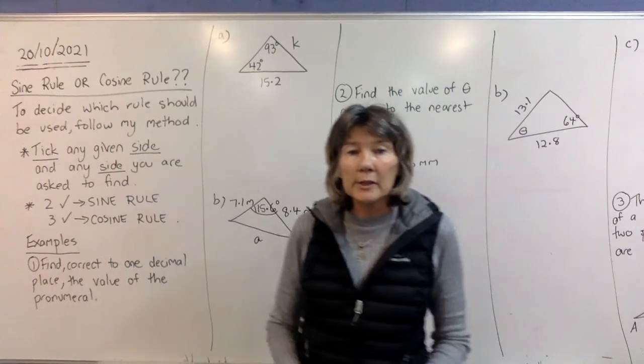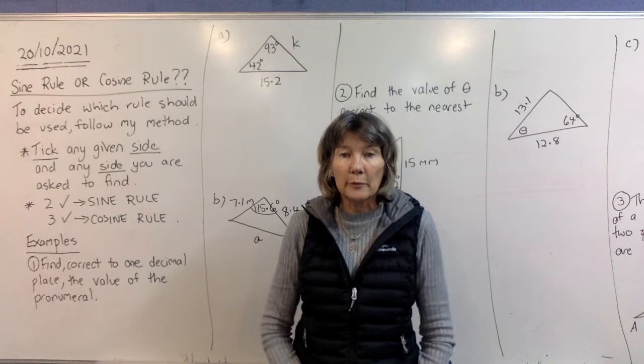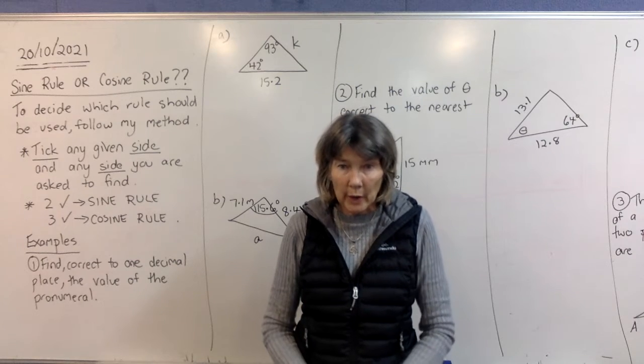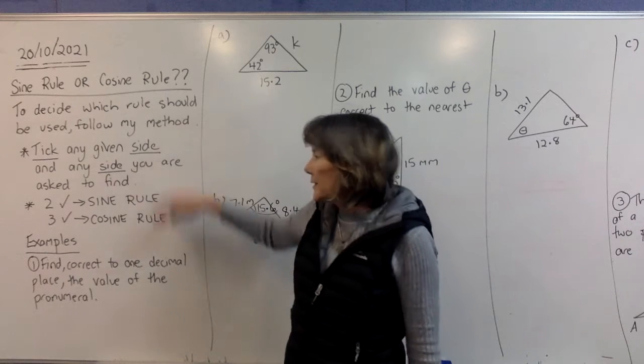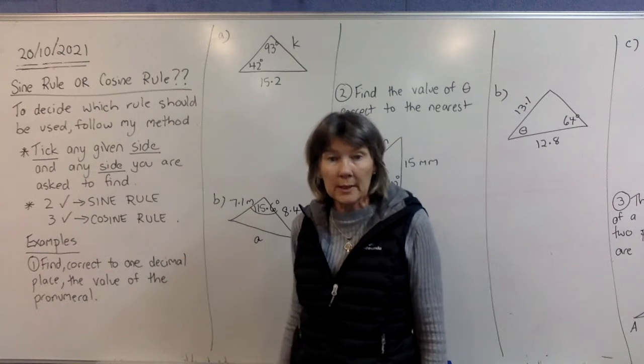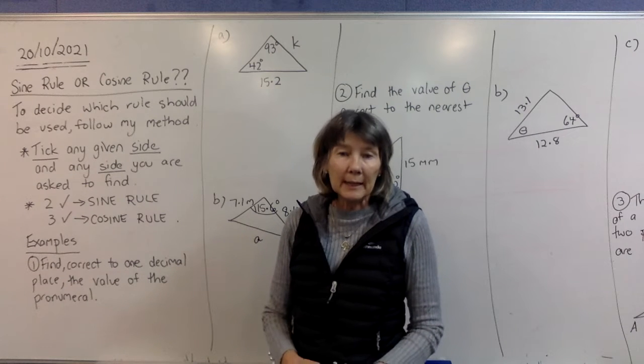Alright, so today we're going to work out whether we use sine rule or cosine rule when you've been given a triangle that's not right angled. So the first thing we do, this is my method of how to do this, and it works every single time. So you tick any given side.